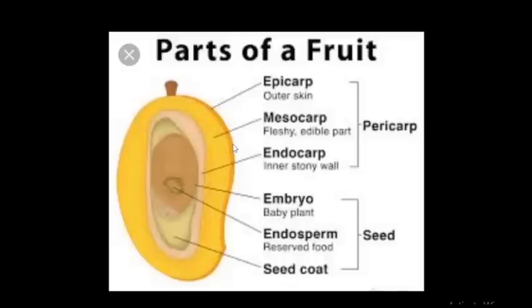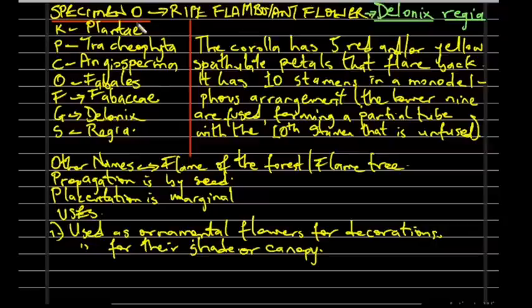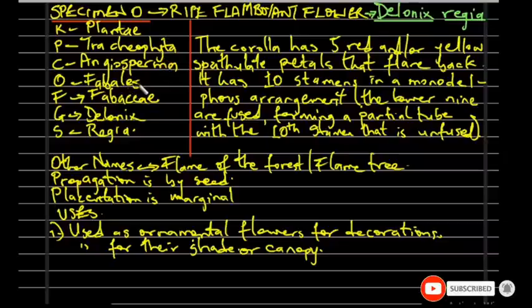So this is a more detailed diagram of the mango fruit. And lastly, here we're talking about specimen O, which is the ripe flamboyant flower, and the scientific name is Delonix regia. The classification is stated here. The kingdom is Plantae and the phylum is Tracheophyta. It is an angiosperm. It belongs to the family Fabaceae, and the genus is Delonix, while the species is regia.